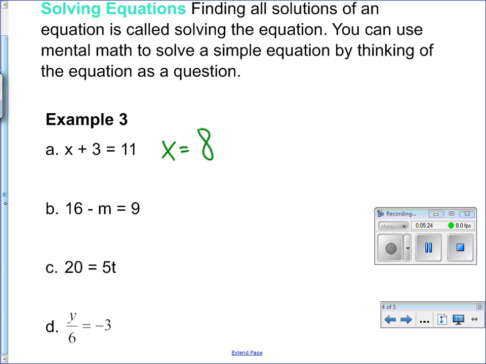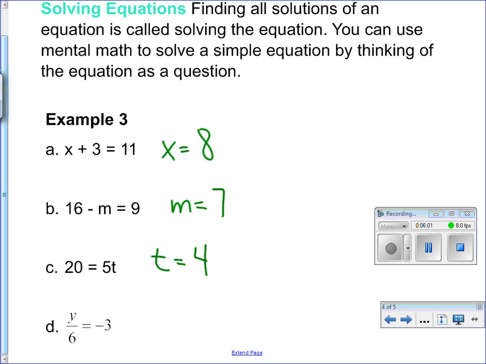B, 16 minus m equals 9. Class, m is equal to? 7. You could say in your head, what plus 9 gives you 16? All right, and C, 20 is equal to 5t. T is equal to? 4. So that is a multiplication operation on the right-hand side of the equation. You can divide. Again, this is when it gets more difficult.